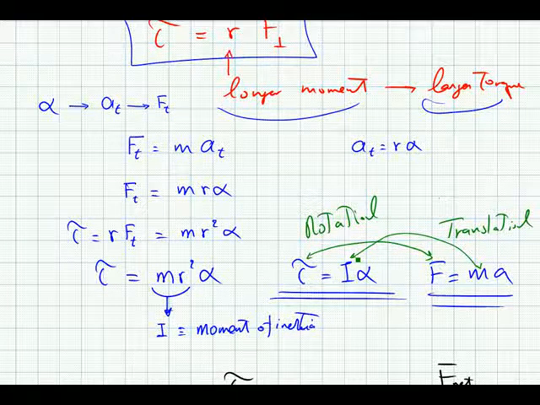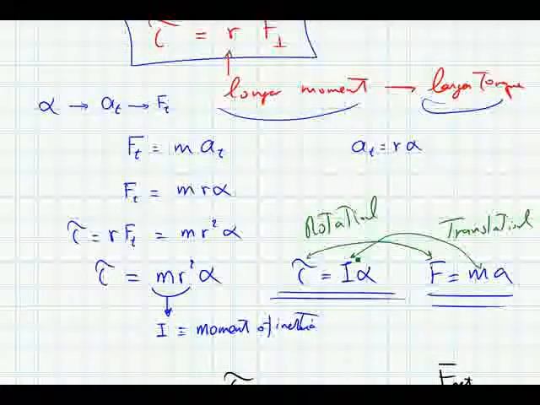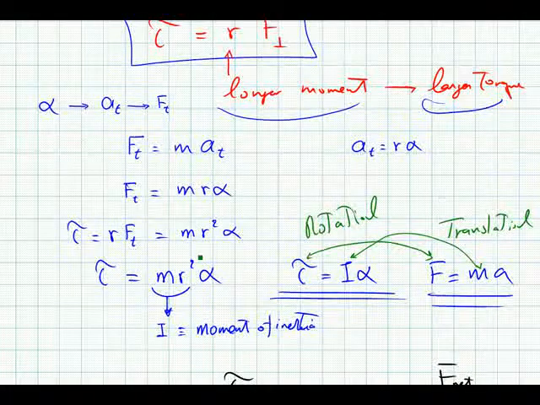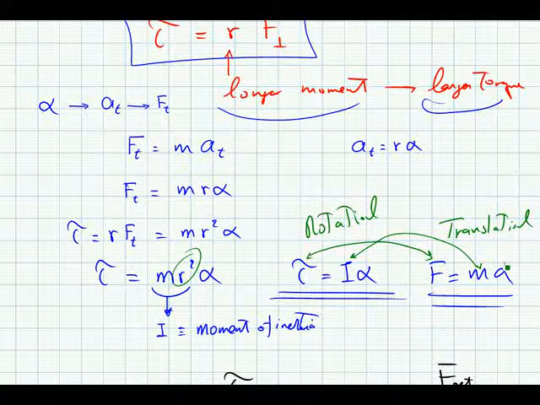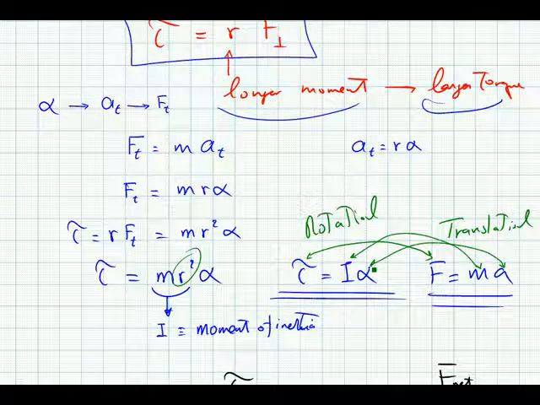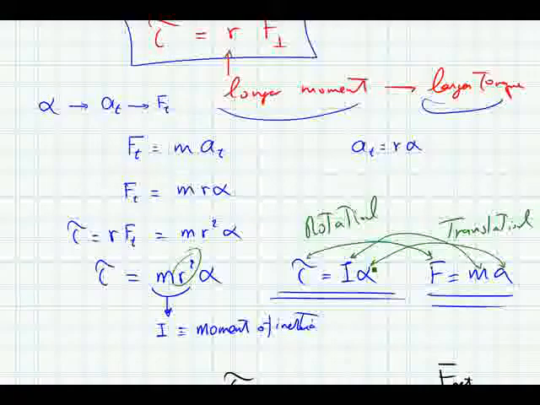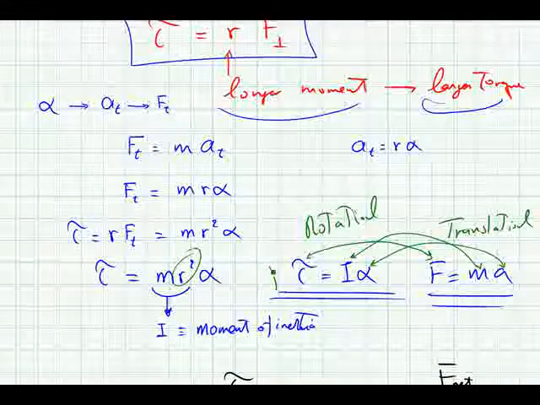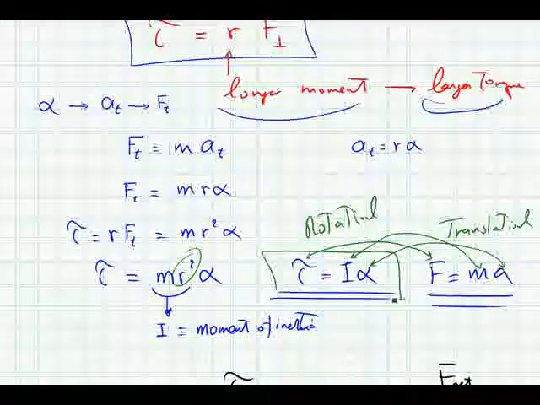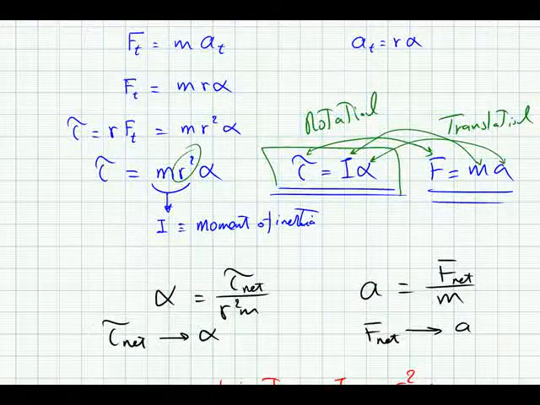It's not just the mass, but the relative distance of the mass with respect to the rotation axis also plays a role, hence the r squared term here. And in translational motion we have linear acceleration. In rotational motion, of course, we have angular acceleration. So to study the dynamics of rotational motion, we use the rotational equivalent of Newton's second law, which is tau equals I alpha, or torque is equal to moment of inertia times angular acceleration.